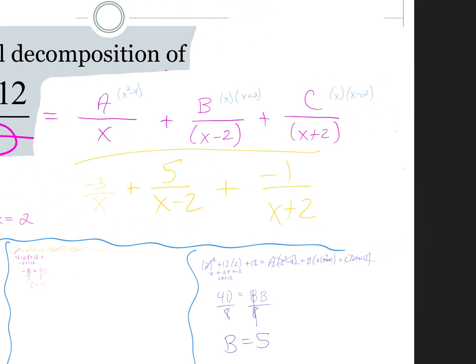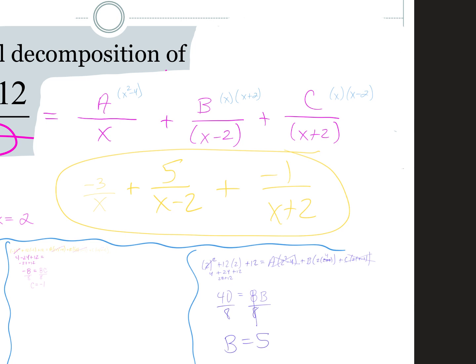What's another way I could have written that negative 1 over x plus 2? You could have said minus 1. If you guys wrote your denominators in a different order, maybe you had x plus 2 before x minus 2, that's fine. Just as long as x plus 2 has a negative 1 in the numerator. Just as long as x minus 2 has a 5 in the numerator. The order doesn't matter. As long as the numbers are with the denominators you assigned from the beginning, and the signs are correct.